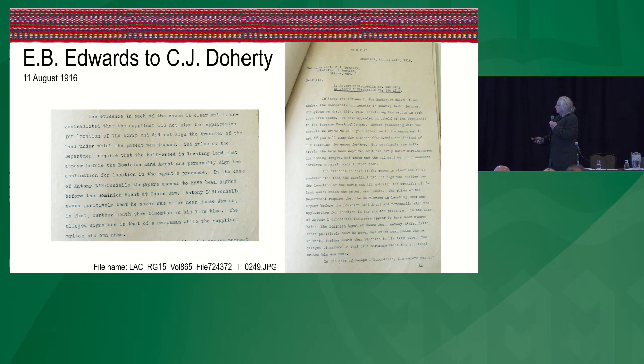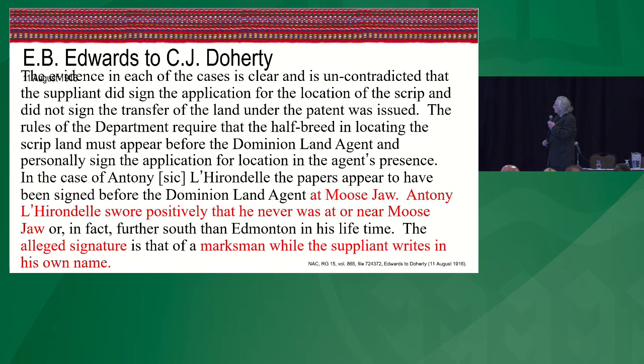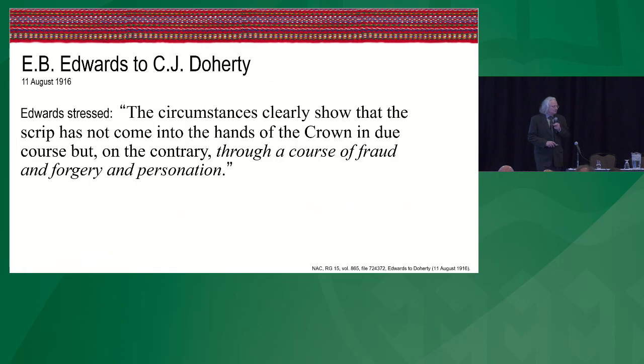And they write the Deputy Minister of Justice, and they tell him various things. For example, Antoine Landrel, being signed before the Dominion land agent Moose Jaw, Antoine swore positively he never was at or near Moose Jaw, not even near Moose Jaw, right? And no one would forget being in Moose Jaw, right? And no one would deny being in Moose Jaw, right? You would brag about it, right? Okay, so there's evidence that that wasn't him.